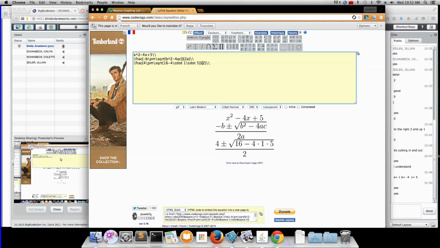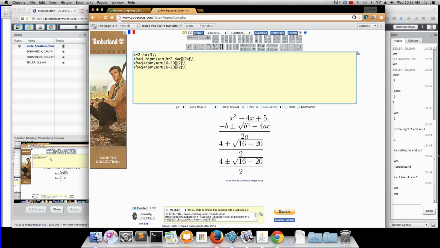Okay. Can I change this 4 times 1 times 5? I'm just going to put 20, if that's all right with you. And the reason being is just because that's what 4 times 1 times 5 is. Notice that the thing inside of the square root is negative 4, because 16 minus 20 is negative 4.